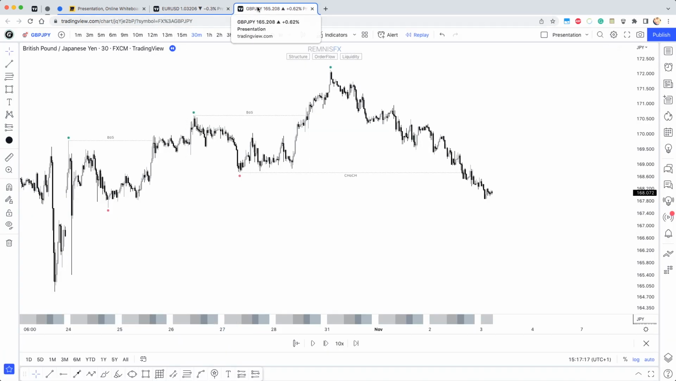I only have GBP JPY here, but try to, in this case, recognize correct structure, right? But the same goes for order flow, the same goes for entries, the same goes for everything. You have to identify why price did that in this area, or why this happened in this area, etc., right?